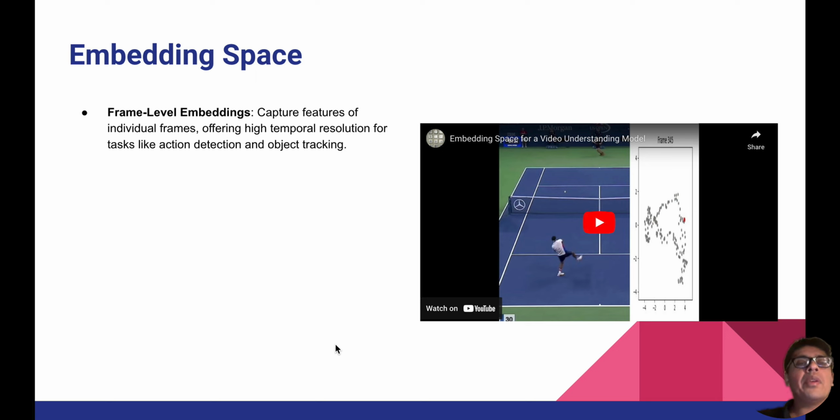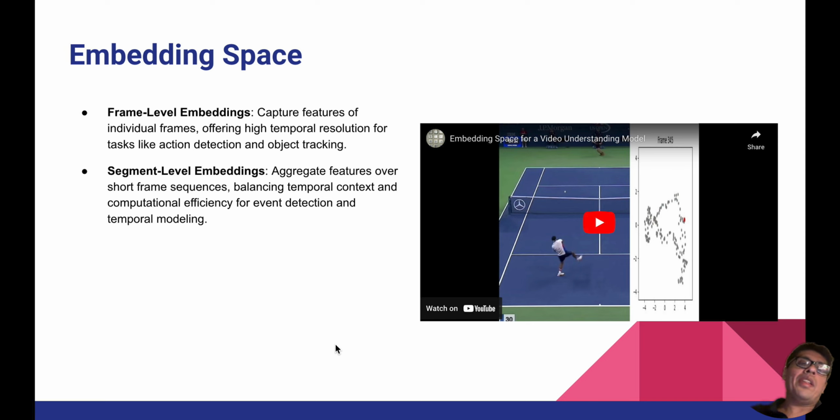And we can do things like object tracking and object detection because we can determine where an object is in the frame, at least, if not the overall context of what was happening in the video. Then there's segment level embeddings. And what do segment level embeddings do? They aggregate features over short frame sequences, balancing temporal context and computational efficiency for event detection and temporal modeling. So if you can break a video down into several segments, you could say: what's happening in this segment is that people are playing basketball. What's happening in this segment, playing football. What's happening in this segment, swimming.